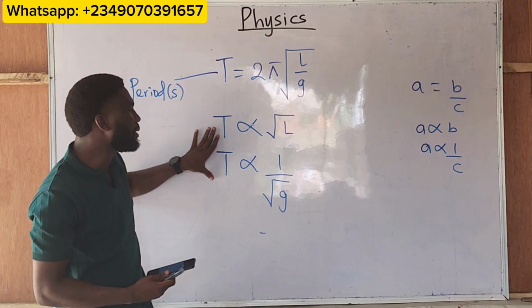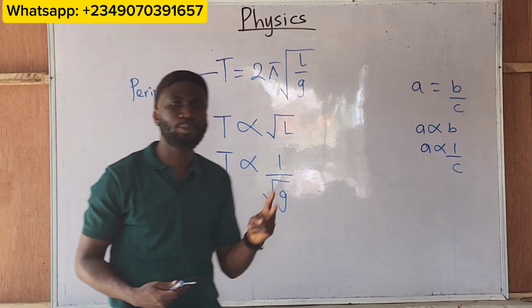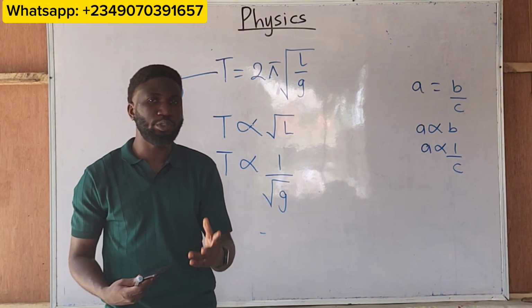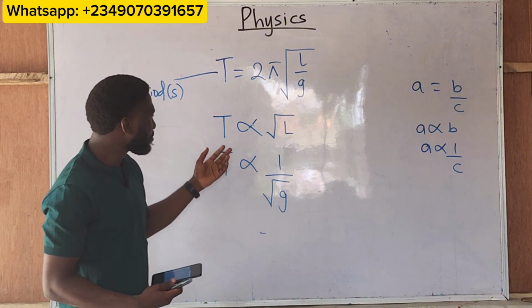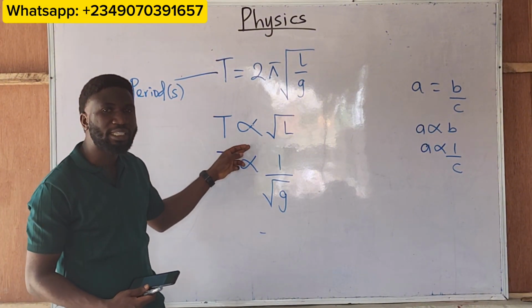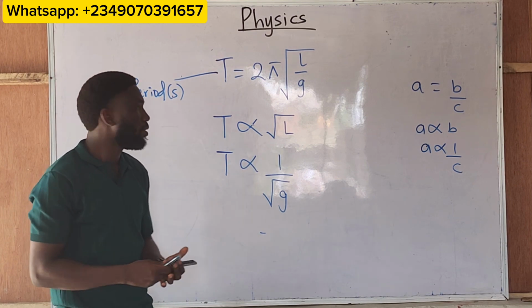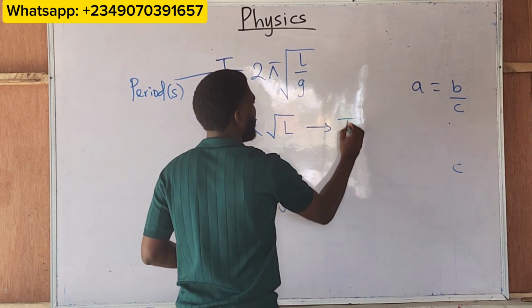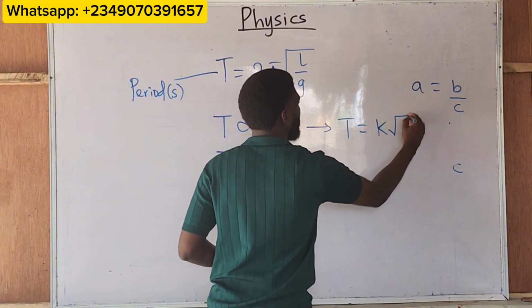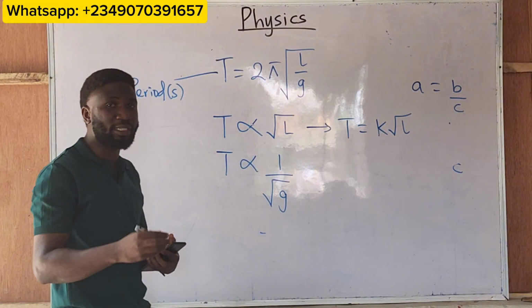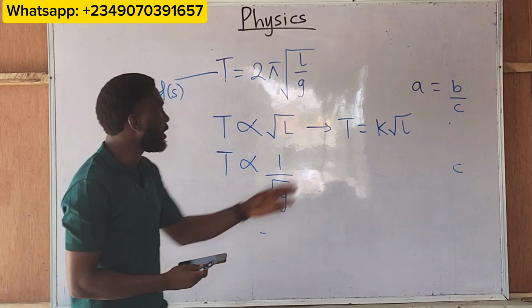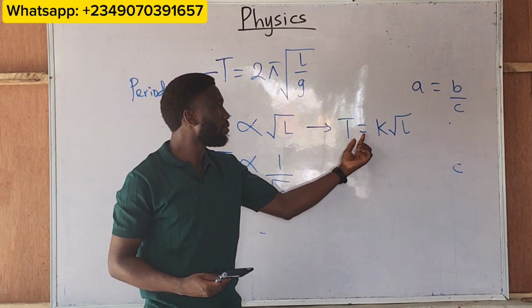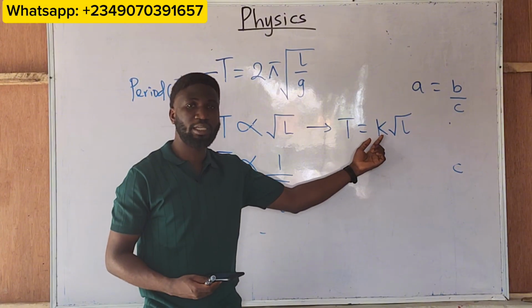So now that we have these two things, what if you have 2 values for periods, then 2 values for length? What do we do here? In this case, we have T directly proportional to the square root of L. I can get the constant now. I can have T equals K square root of L, from our knowledge of direct variation, that this symbol will change to an equal sign as well as the K, the square root of L.